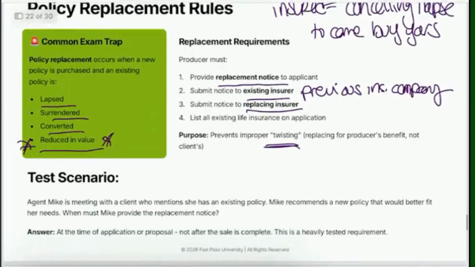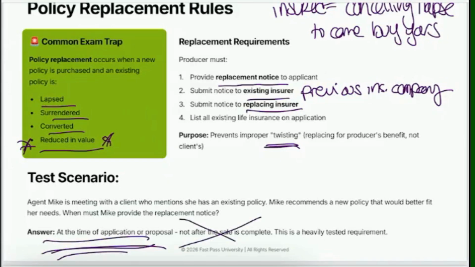Test scenario. Agent Mike is meeting with a client who mentions she has an existing policy. Mike recommends a new policy that would better fit her needs. When must Mike provide the replacement notice? At the time of application or proposal, not after the time that the sale is complete. This is a heavily tested requirement.